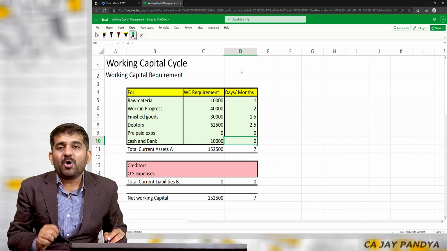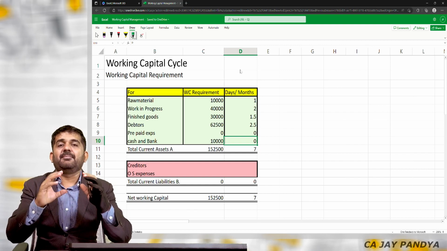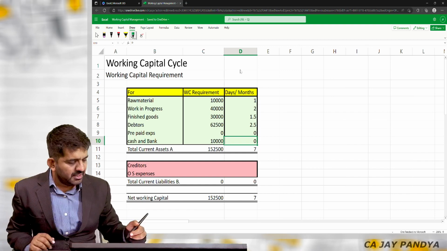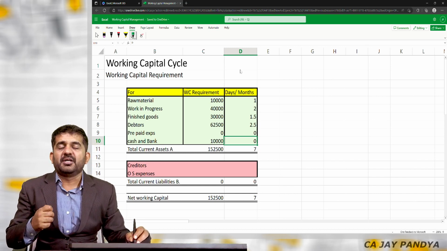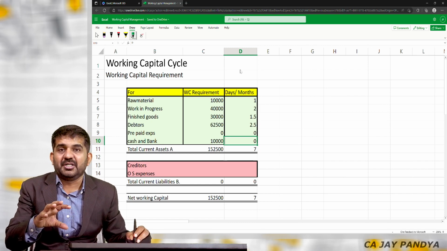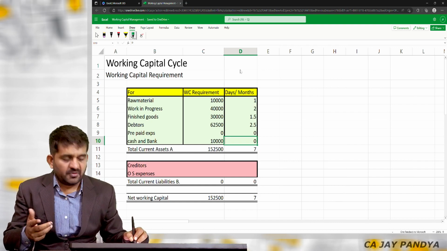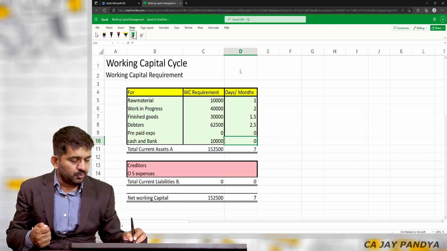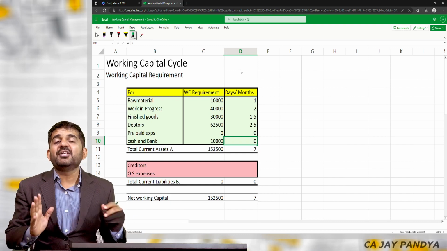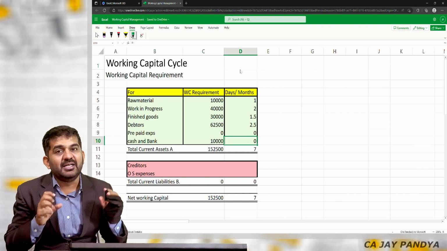So what is my permanent working capital requirement if I manufacture the same level of units, that is 12,000 units? It is 1,52,500. Why? 10,000 will be required for carrying raw material stock. To manufacture the goods, I will require 40,000 more. Finished goods 30,000 more, debtors 62,500 more, and cash and bank 10,000 more, and I'll require 1,52,500 rupees as my working capital requirement. To start my business, I will need this money.